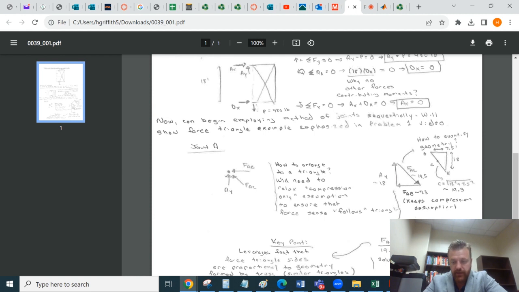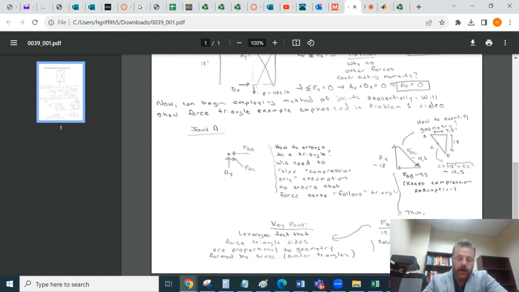So FAC to 19.5 is proportional to FAB, which is the base horizontal force, to 7.5, the base horizontal length, and those ratios are proportional to the ratio of the vertical force to the vertical displacement as well. So from this, since you know AY, you can iteratively solve first for FAB and then FAC. It doesn't matter, you can do it in the other order as well. But the key point is if you apply the force triangle approach, you're making the force triangle proportional to the underlying geometry in the truss.